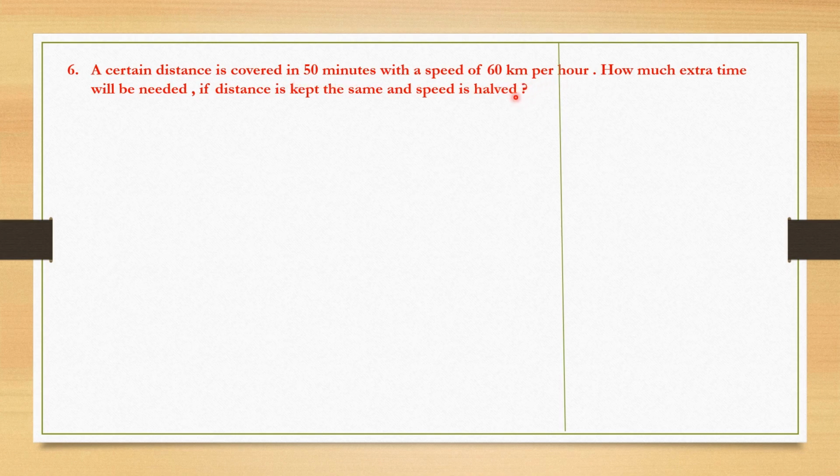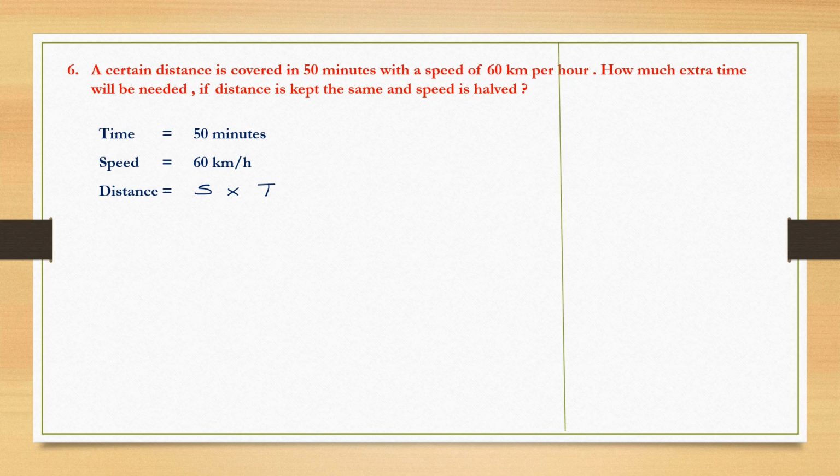So let's write what's given. Time is 50 minutes. Speed is 60 kilometers per hour. You can see the difference in the units. We're going to change it. And distance is what we need to find out using the formula. Distance is speed into time.